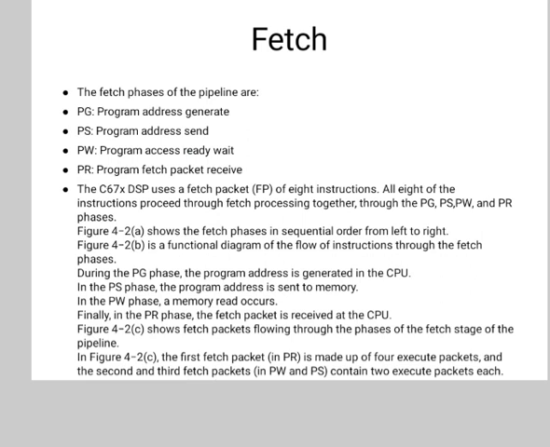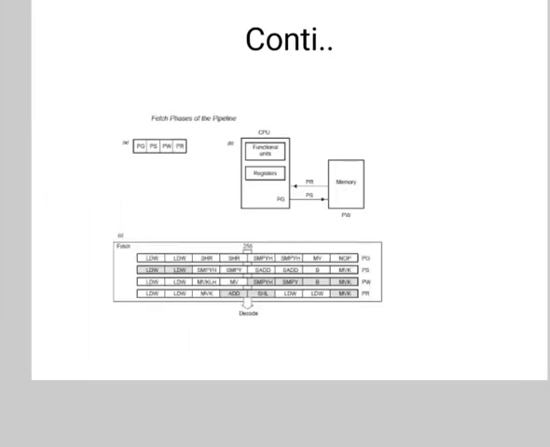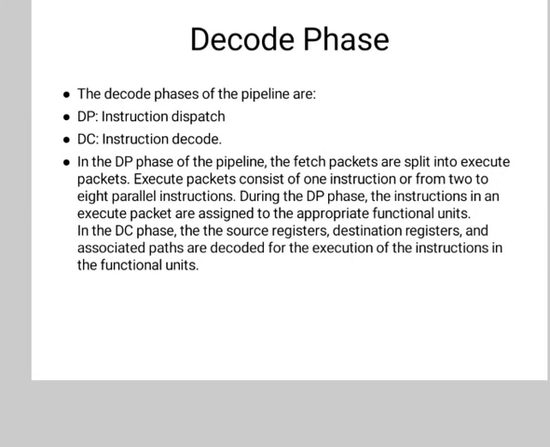If 8 instructions are in parallel, then there is only one execute packet. In case of partially serial type, the number of execute packets varies between 2 to 7 and depends on the number of instructions that are parallel in the fetch packet. So here is the diagram which shows the functional block diagram of C6X fetch phases.